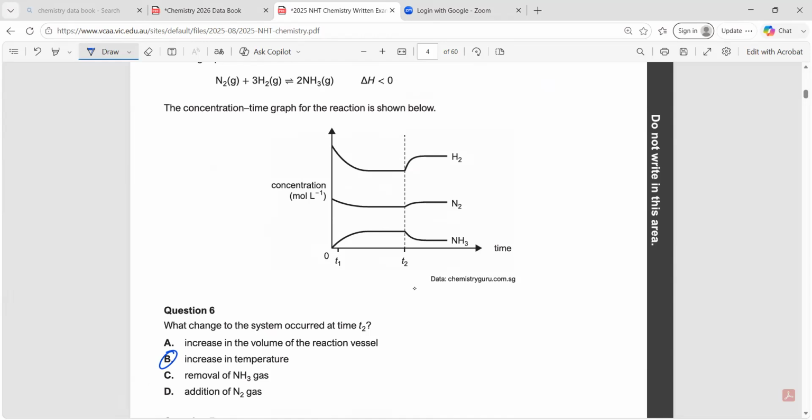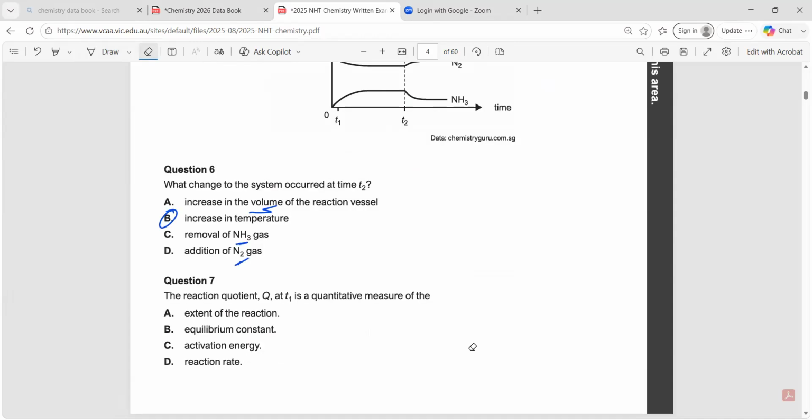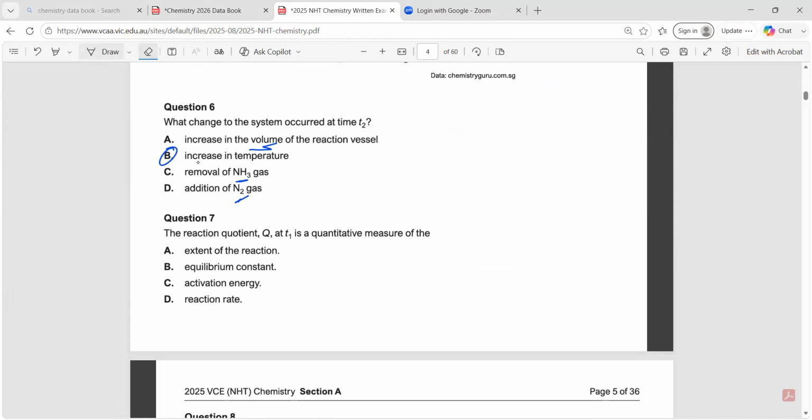Because there's no change. So here, what we're doing is adding N2 gas. If we added N2 gas, it'd look like this. If we removed NH3, it would look like that. If we increase the volume, then all the concentrations would drop, right? So because there's just curves that we're looking at, it would just be a change to the temperature. And I've just guessed that it's an increase in temperature.